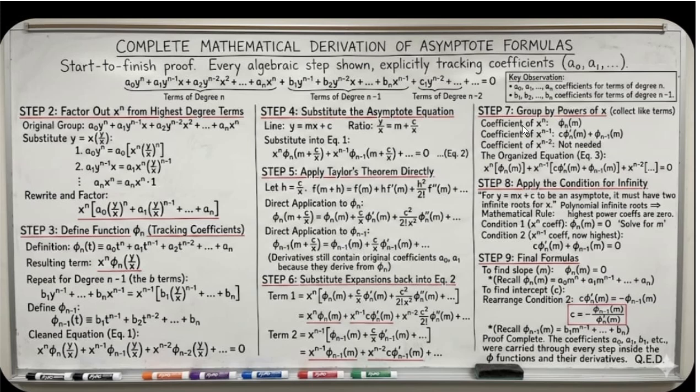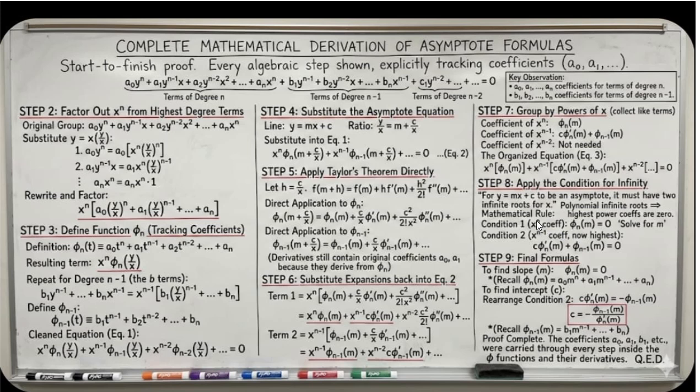And after we arrange this group, collect, means we arrange in the highest degree terms, whatever the coefficient of x raised to n becomes phi n of m, and then the coefficient of x raised to n minus 1, you can get c into phi n dash of m plus phi n minus 1 of m. Now we are going to equate to 0 in order to get finite roots for x. Under such condition, we are going to find out the m and c. Then we can get the slope of asymptote and intercept of asymptote. Therefore, we are going to equate the highest degree coefficient.